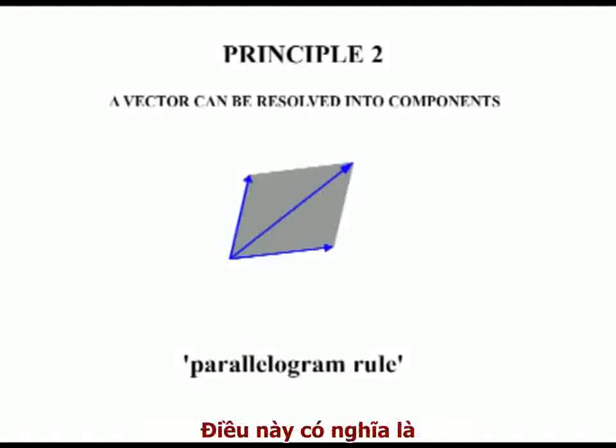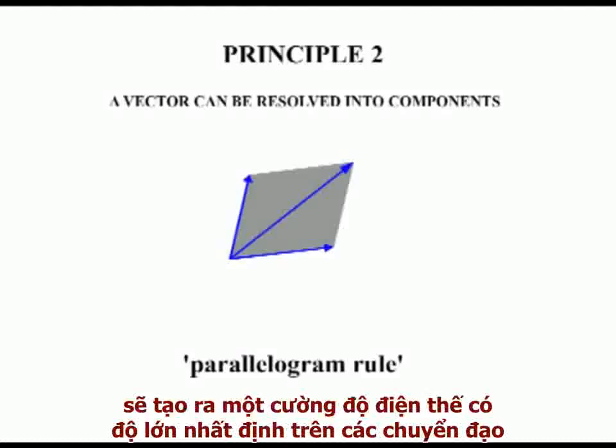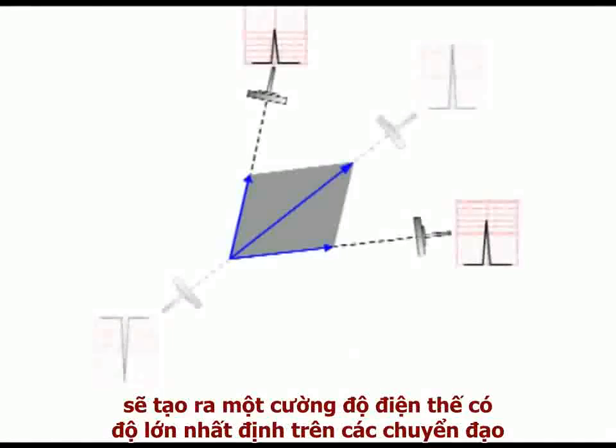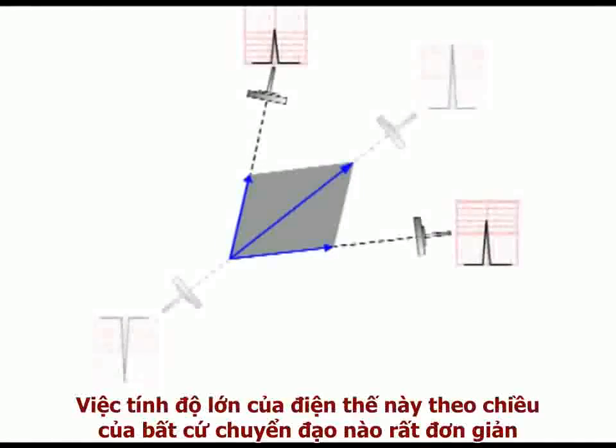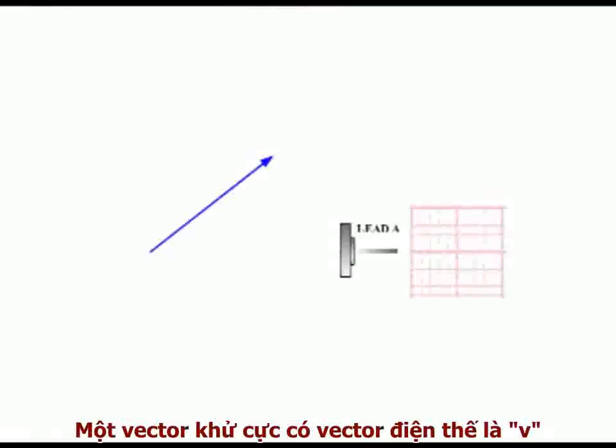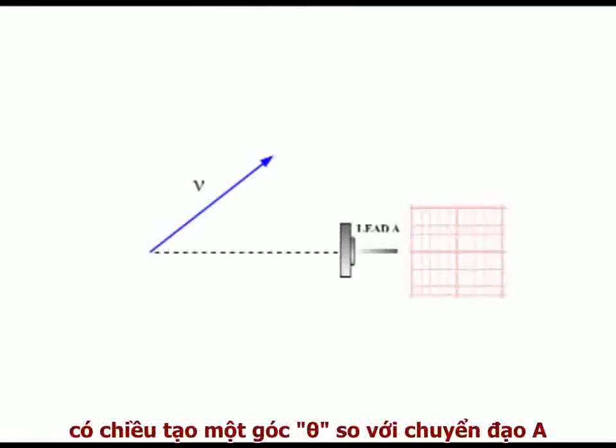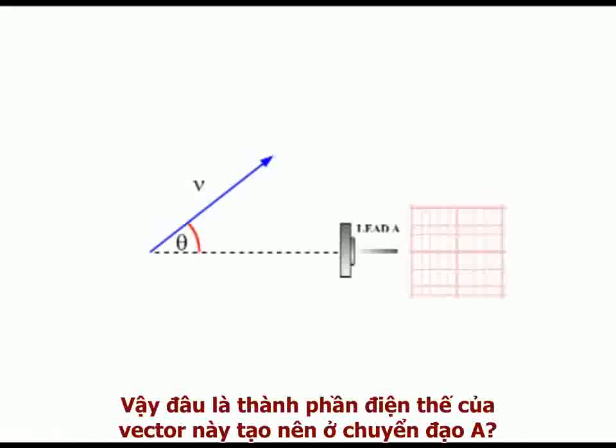For our purposes, this means that a depolarizing vector produces an effect in leads positioned off its direct line of travel. Calculation of the magnitude of this effect in the direction of any given lead is relatively straightforward. Consider the situation shown here. A depolarizing vector of voltage V is traveling at an angle theta off the direct line to lead A. What is the maximum voltage component of this vector traveling directly towards the lead?